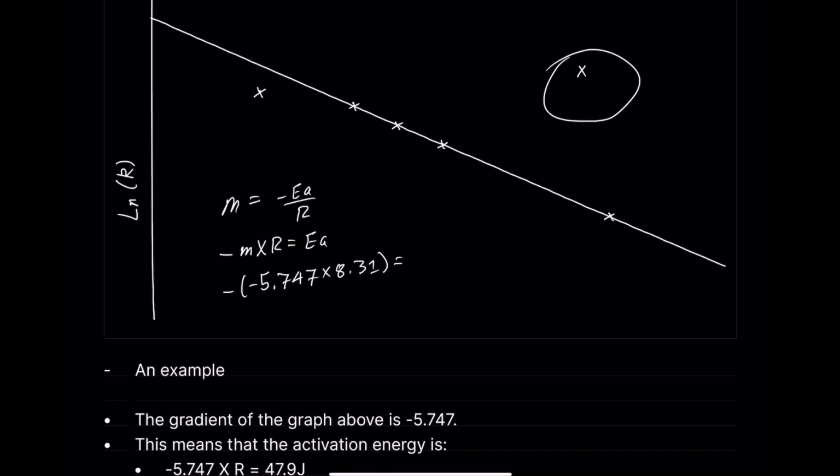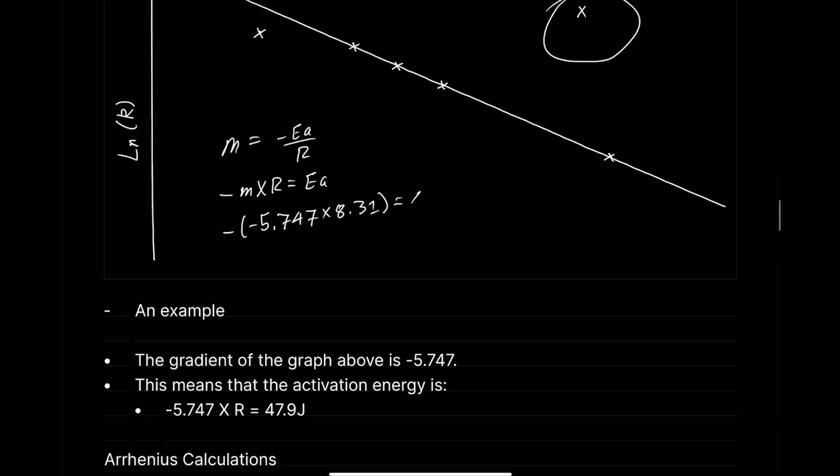So minus 5.747 times 8.31. It comes to 47.757. If they tell you three significant figures, you usually look at the lowest number of significant figures among your values, and they would give you the significant figures in your R. If R is just 8.31, the lowest number of significant figures is 3, so 47.8.